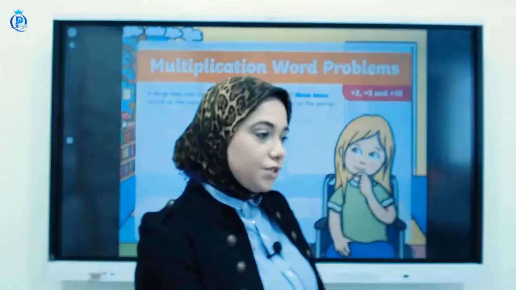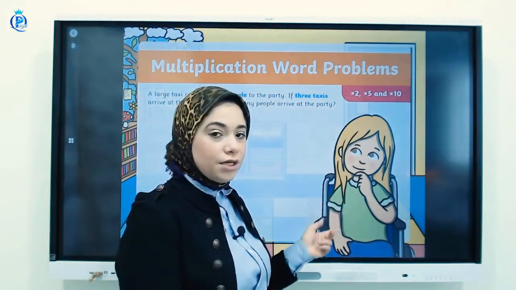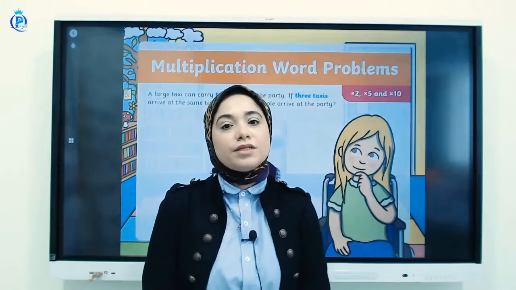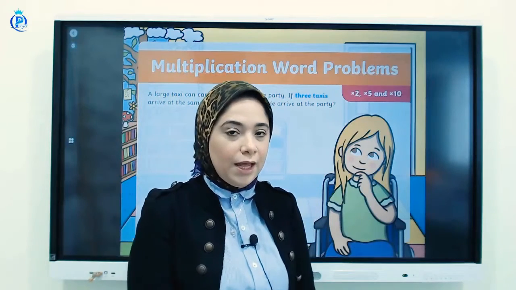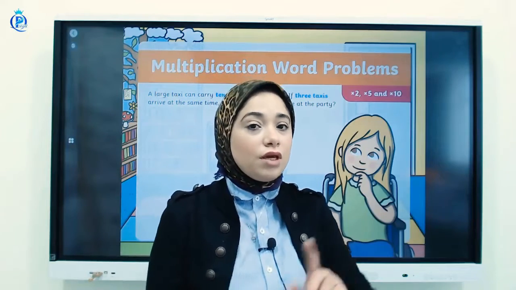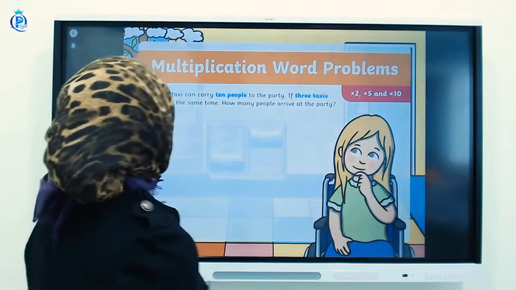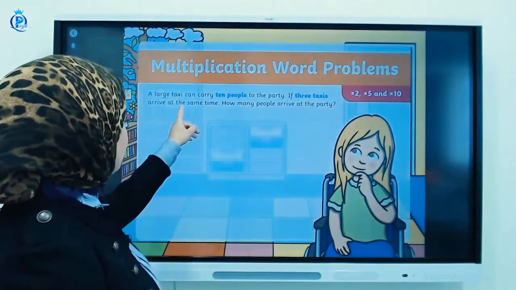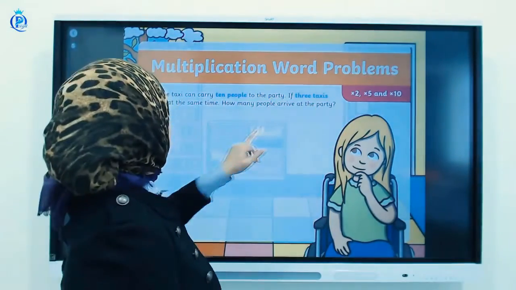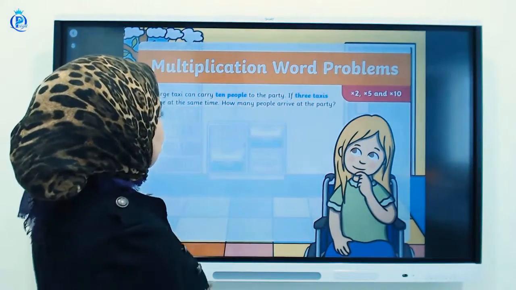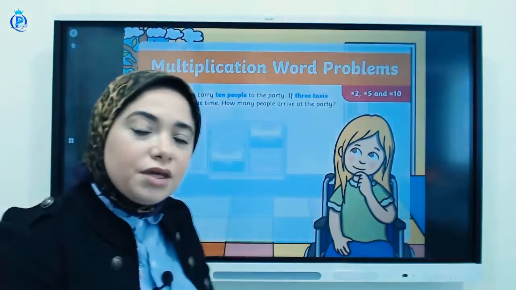Okay, Sandy is thinking about a new example, a new story problem here, and I want you to think with Sandy about this story problem. Look at this. A large taxi can carry 10 people to the party. If 3 taxis arrive at the same time, how many people arrive at the party? Let's think about it.